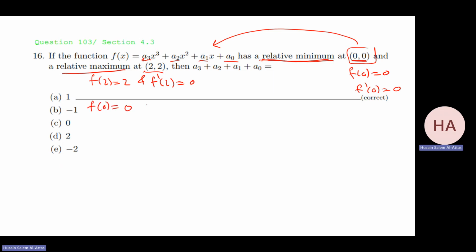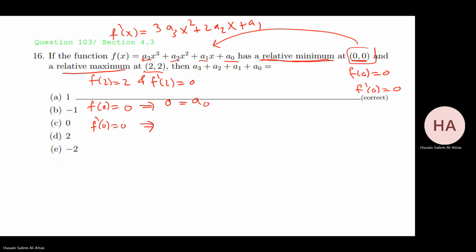f at 0 equals 0, that implies what? 0 equals a0. I got a0. Let me find f prime. What will be f prime? 3a3x squared plus 2a2x plus a1. Okay, I have f prime at 0 equals 0. So that implies, taking x as 0 here, I have a1. So a0 and a1 are zeros. That will make it easier for me. So this is 0, this is 0. So I need just a3 and a2.